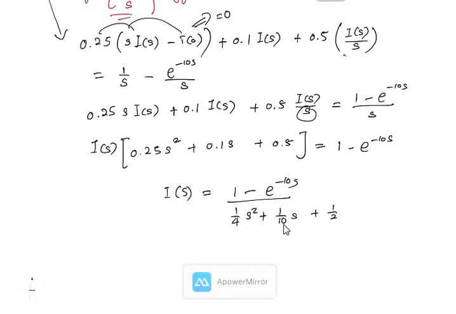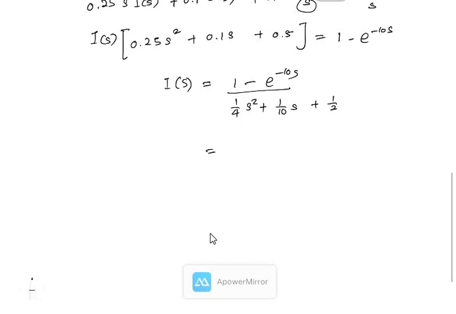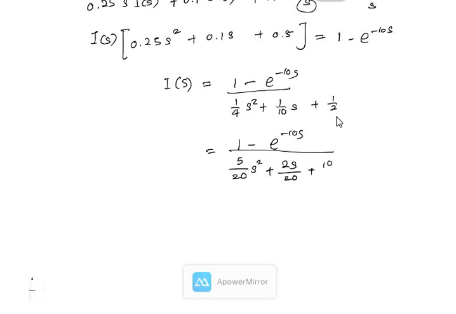Since the denominator is 10 and this denominator is 4, we can synchronize the denominator by multiplying. This is multiplied by 5, this one multiplying with 2, so we get denominator 20. And then this one multiply with 10. So I get 1 minus e^(-10s) divided by, this one multiply with 5, so I get 5 over 20 s squared. And next one I multiply with 2, so you have 2s divided by 20. And this one is multiplied with 10, so I have 10 over 20.